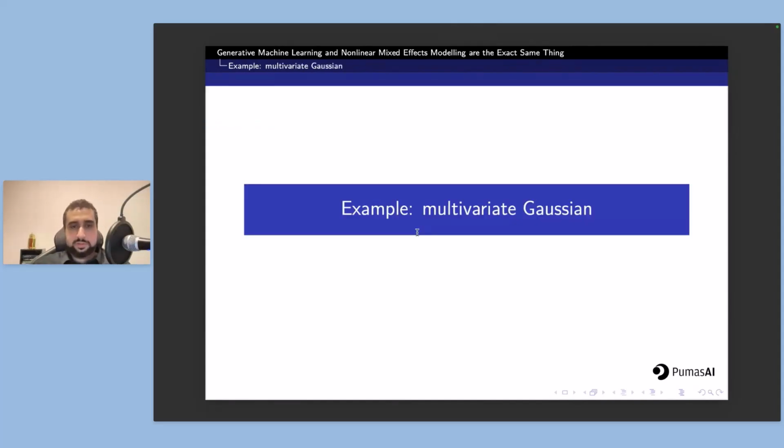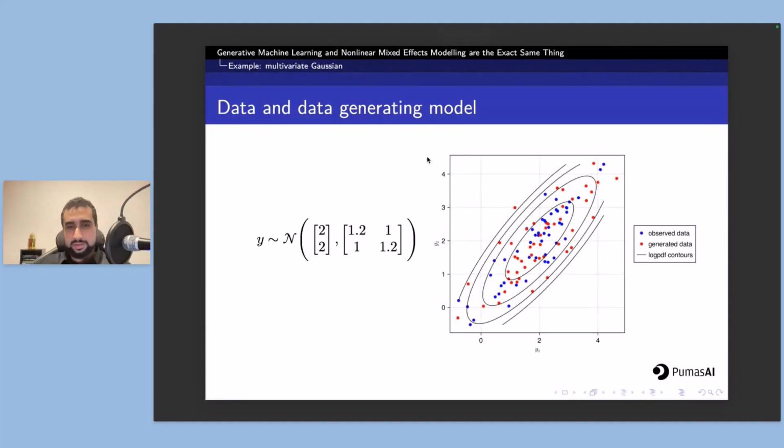For most of the rest of this talk, I'm going to be giving an example using a simple multivariate Gaussian that maybe looks simpler than it really is upon first sight. But let's see how we can work with this.